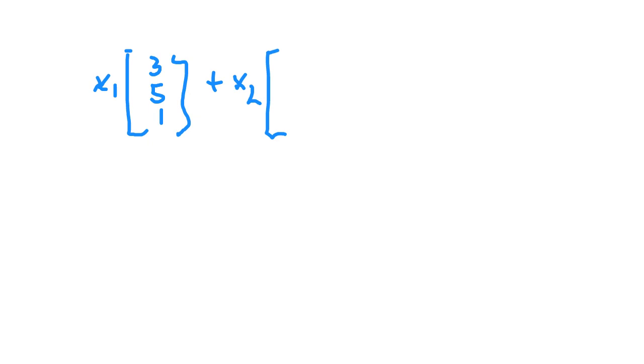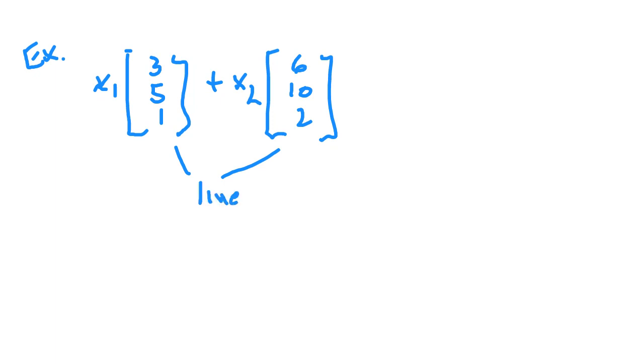Let's say that you had x1 times the vector 3, 5, 1 plus x2 times the vector 6, 10, 2. Okay, just as an example. Are these vectors here linearly independent or linearly dependent? Linearly dependent. That's absolutely right. Because the second vector is a multiple of the first vector, right? The second vector is what scalar times the first vector?